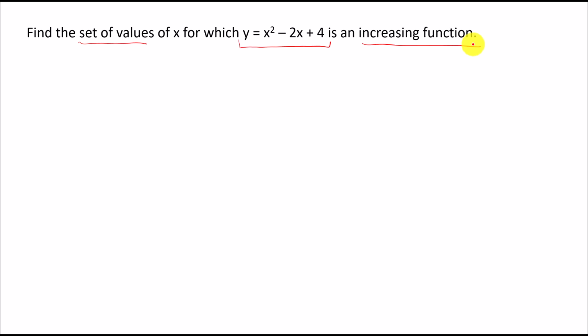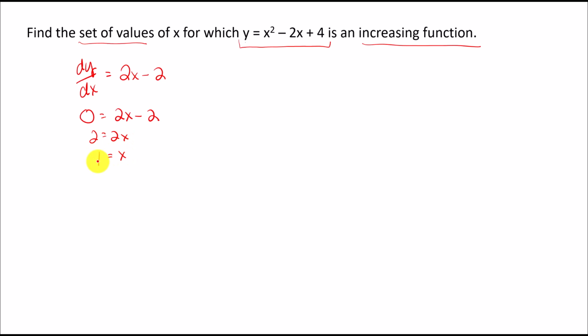Okay, so for this one, we do need a derivative. Now they gave us y, so I'm going to say dy dx equals. When I take the derivative, I get 2x minus 2. Again, we always need to set this derivative equal to 0 and solve for x. And so when I do that, I get x equals 1.